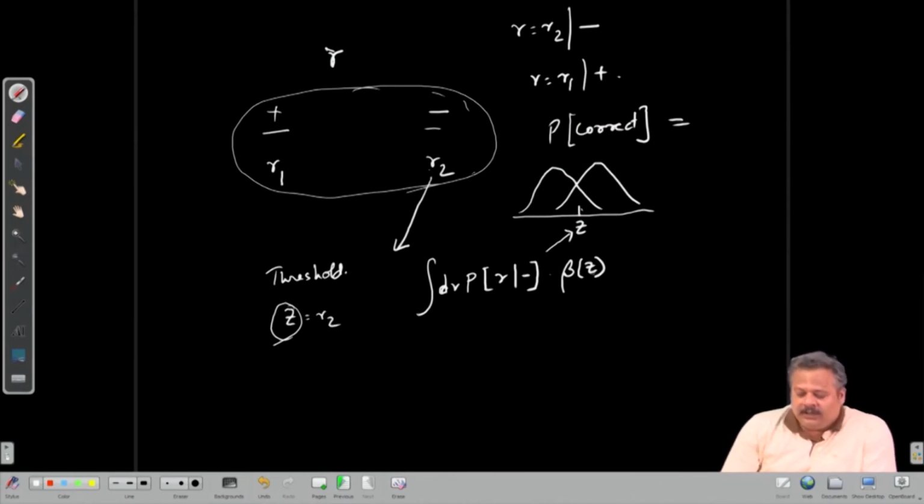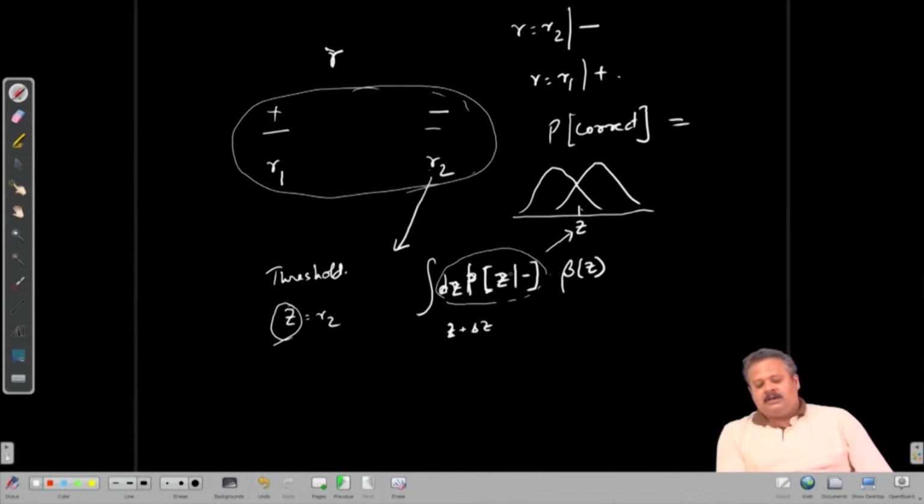So, what do we mean here? That this is the density P of R given minus times dR is the probability that the rate is on Z and just around Z plus delta Z. That is our probability, and times our beta Z. We can also replace the R by Z, and this is P of Z, that same distribution, and we can have Z varying from 0 to infinity.